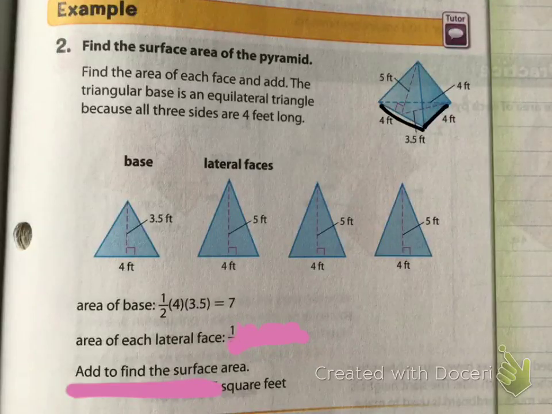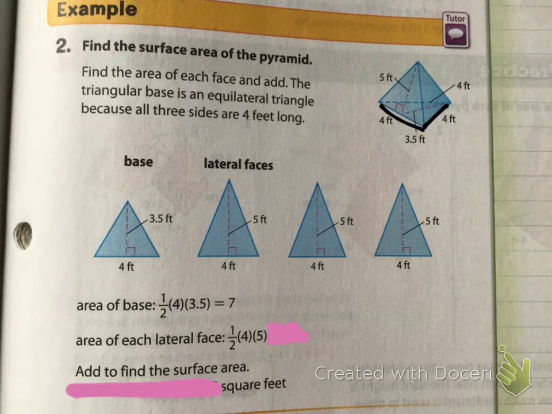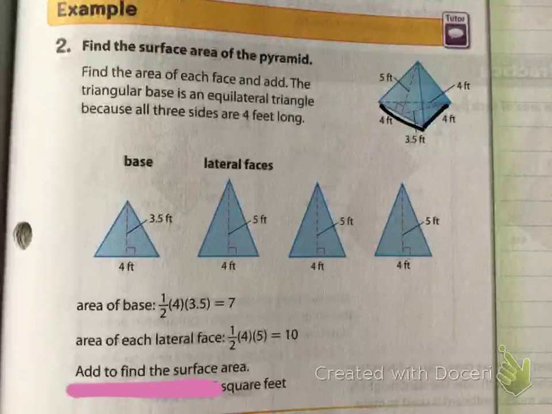Each lateral face is one half, the base, 4, and the height, 5. One half times 4 is 2. 2 times 5 is 10. Then we have to add them together to find the surface area.